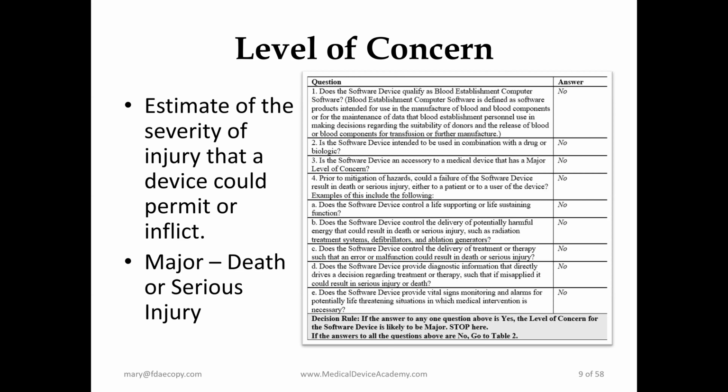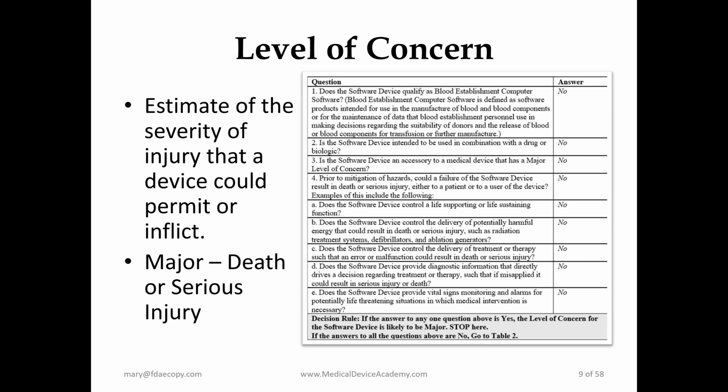So the first document that you'll want to look at is the level of concern. So this is straight out of the FDA's guidance. They have these tables with questions, and the purpose of this is to estimate the severity of injury that a device could permit or inflict. And that could be either on a patient or the operator or a bystander. And so this first table that you see is for major level of concern, which would be death or serious injury. So if you answer yes to any of these questions, then that means that your device would have a major level of concern, or that your software would be of major level of concern.